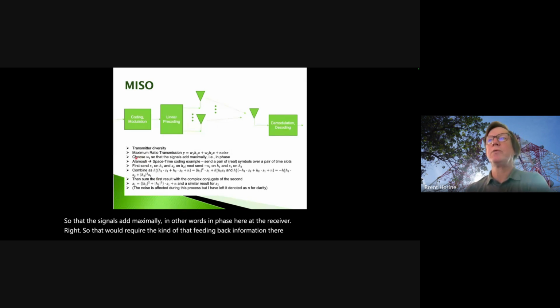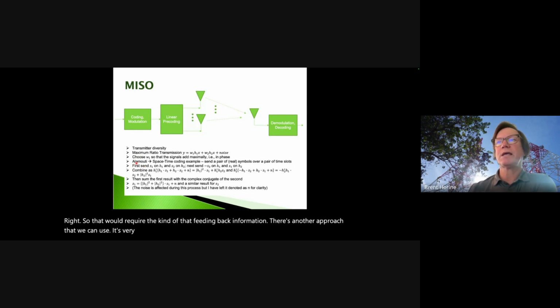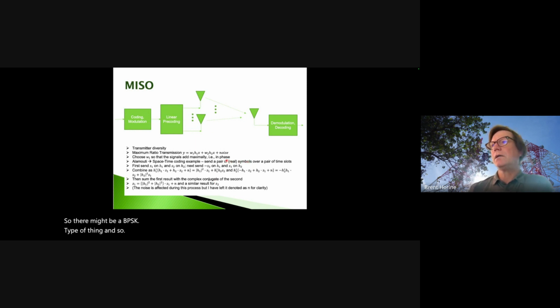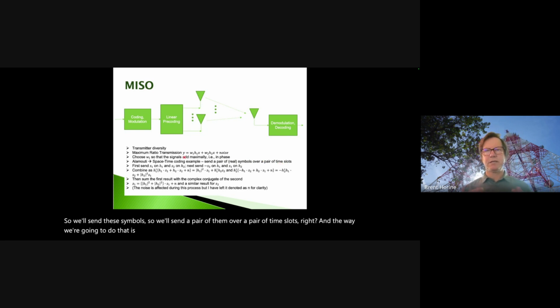There's another approach that we can use. It's very famous, the Alamouti space-time coding example. We're going to simplify this analysis by assuming that the symbols coming in are real, so there might be a BPSK type of thing. We'll send a pair of these symbols over a pair of time slots, right? And the way we're going to do that is we're going to send each symbol twice.